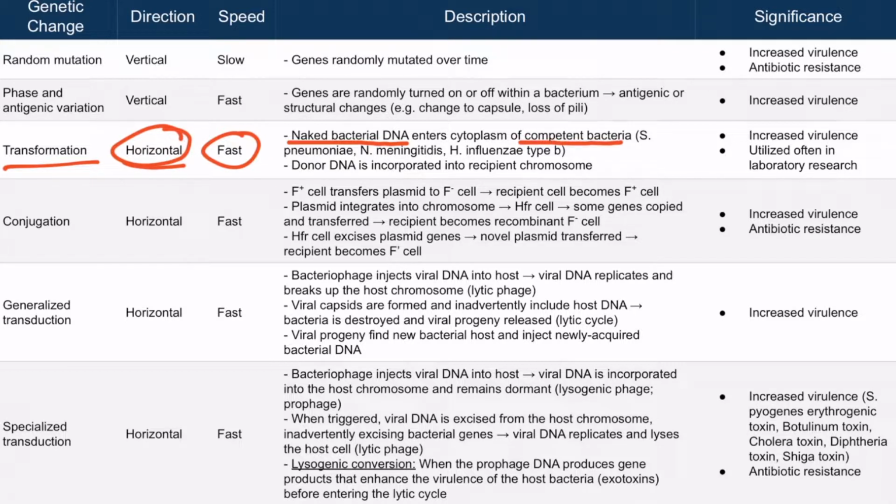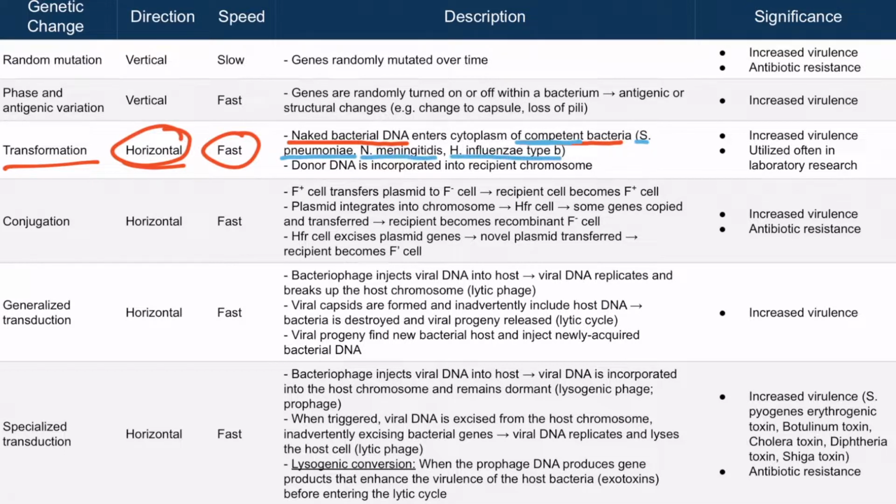And this idea of naked bacterial DNA just refers to a lysed bacterium that now has its DNA free-floating in the environment around other bacteria. Now, this term competent is important because only competent bacteria can take up this bacterial DNA. There are several competent bacteria. The most important ones to remember are Strep pneumo, Neisseria meningitidis, and H. flu type B.